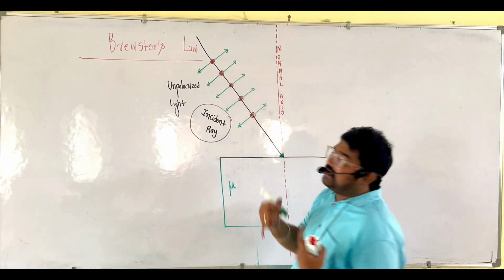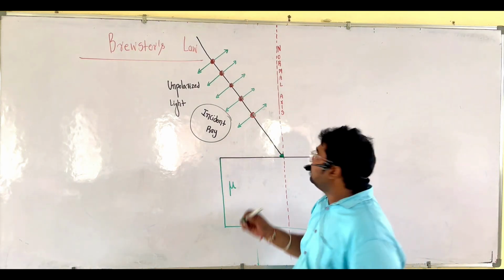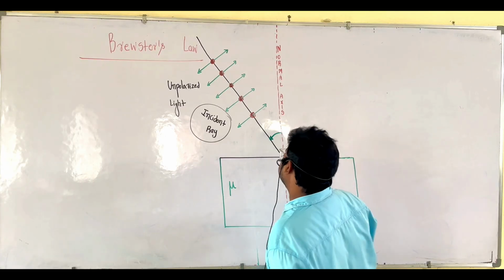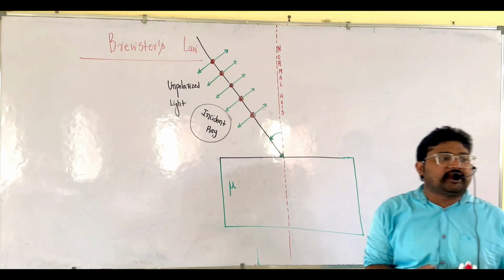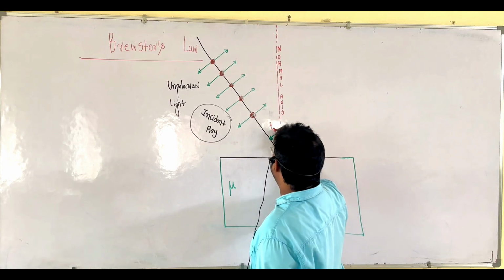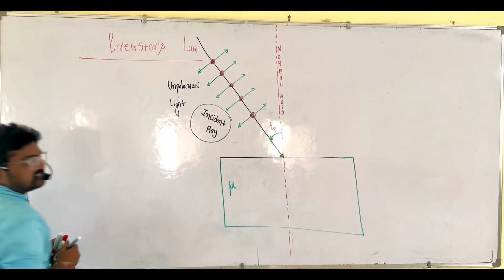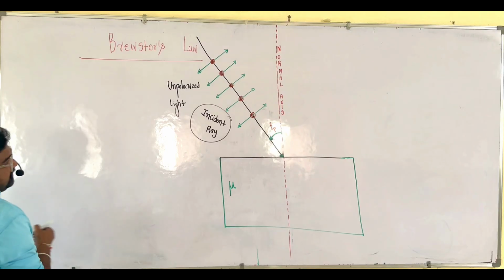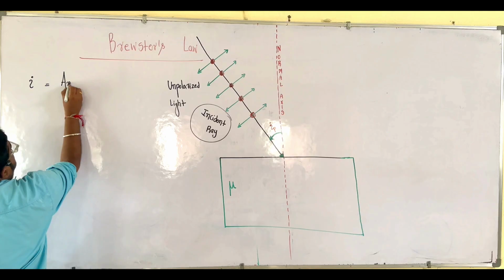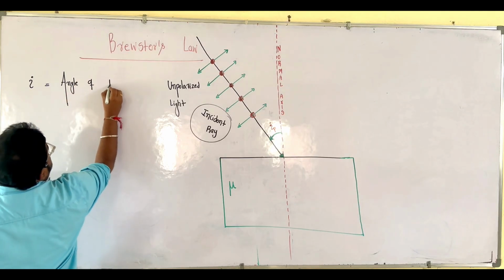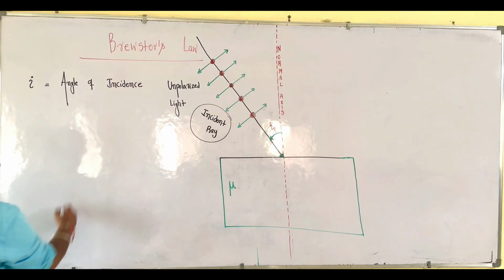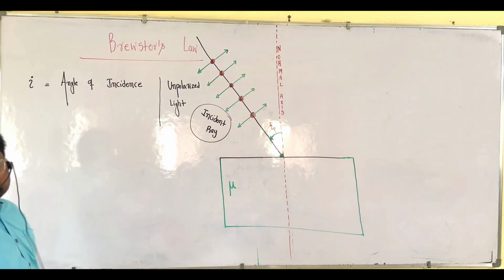What is the angle made by the incident ray with the normal? From the normal we need to measure. Okay? That is the angle of incidence. This is IP, the polarizing angle of incidence. IP or I is nothing but the angle of incidence, which refers to the incident ray only.